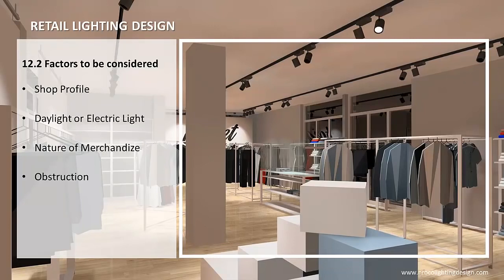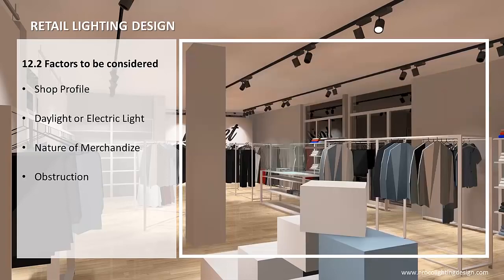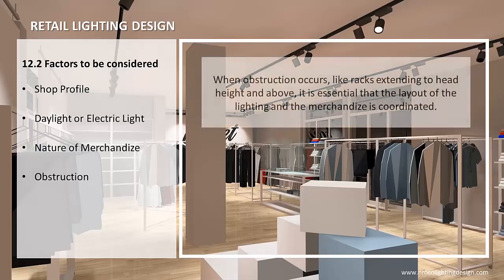Chapter 12.2.4, Obstruction. Some stores, such as do-it-yourself stores, have more in common with warehouses than shops. The store is divided into a large number of aisles, and the merchandise is displayed in racks extending to head height and above. Where obstruction occurs, it is essential that the layout of the lighting and the merchandise is coordinated.